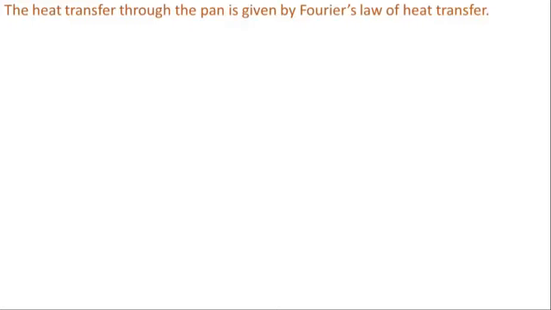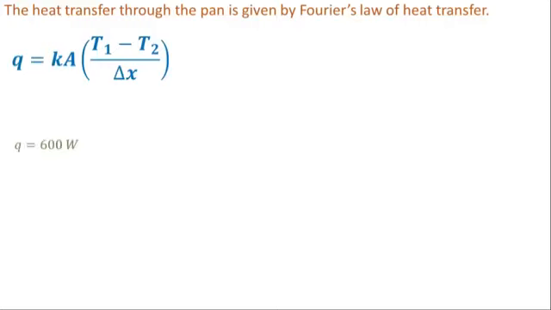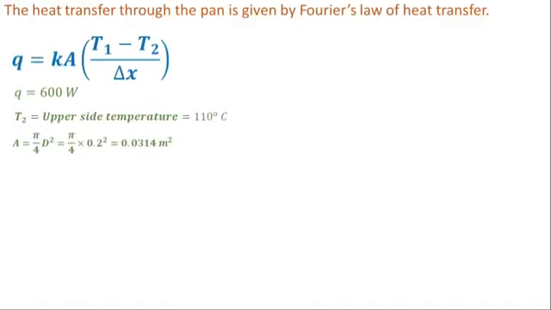Again, Fourier's law of heat transfer will be used to define the heat transfer through the pan, which is Q equals K A (T1 minus T2) over delta X, where Q is the heat transfer from the stove to the pan, and it is given in the problem statement that it is around 600 watt. T2 is the upper side temperature which is exposed to water and it is 110 degrees centigrade.